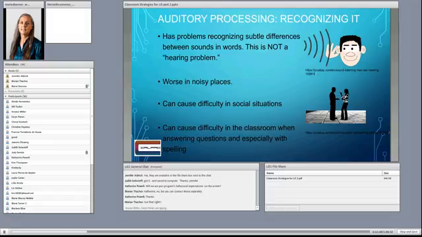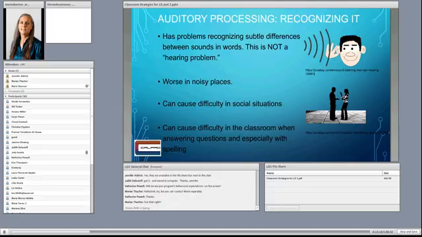A lot of people with auditory processing deficits can get really annoyed with teachers because they think a teacher said one thing when the teacher did not say that. They just misinterpreted what the person was saying. And it can cause difficulty in the classroom when answering questions, especially with spelling.